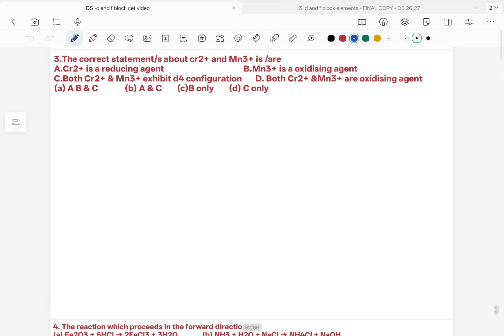The question is like this: the correct statement about Cr2 plus and Mn3 plus. Cr2 plus: chromium is stable in Cr3 plus because of its d3 stable electronic configuration. Here Cr2 plus will undergo oxidation and acts as a good reducing agent.